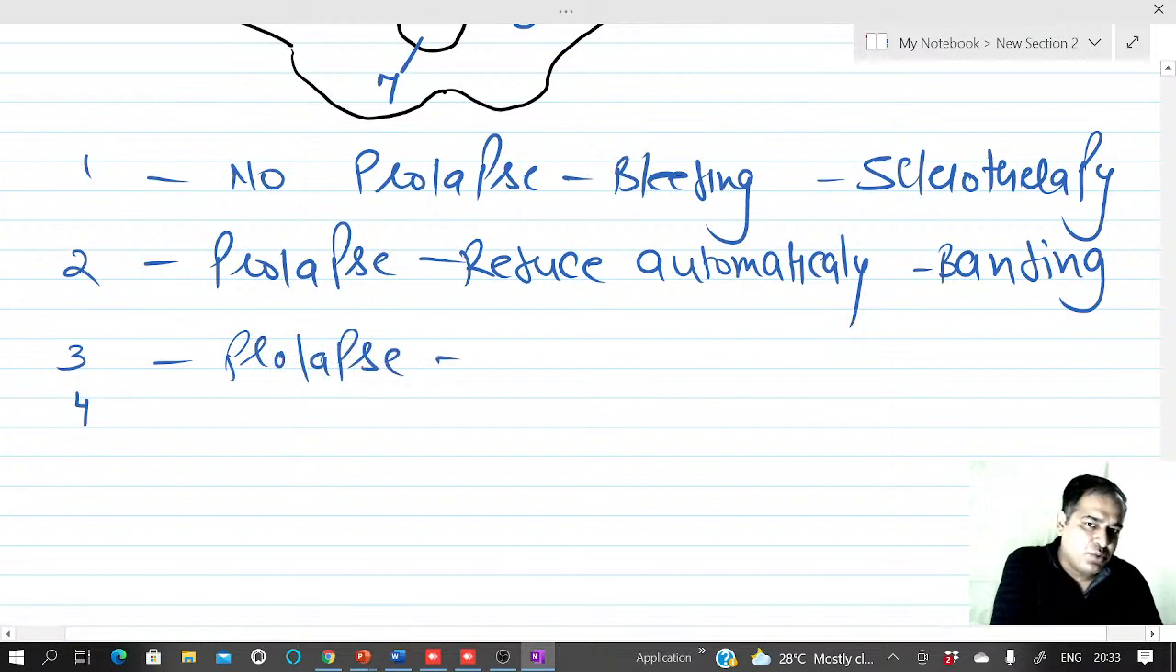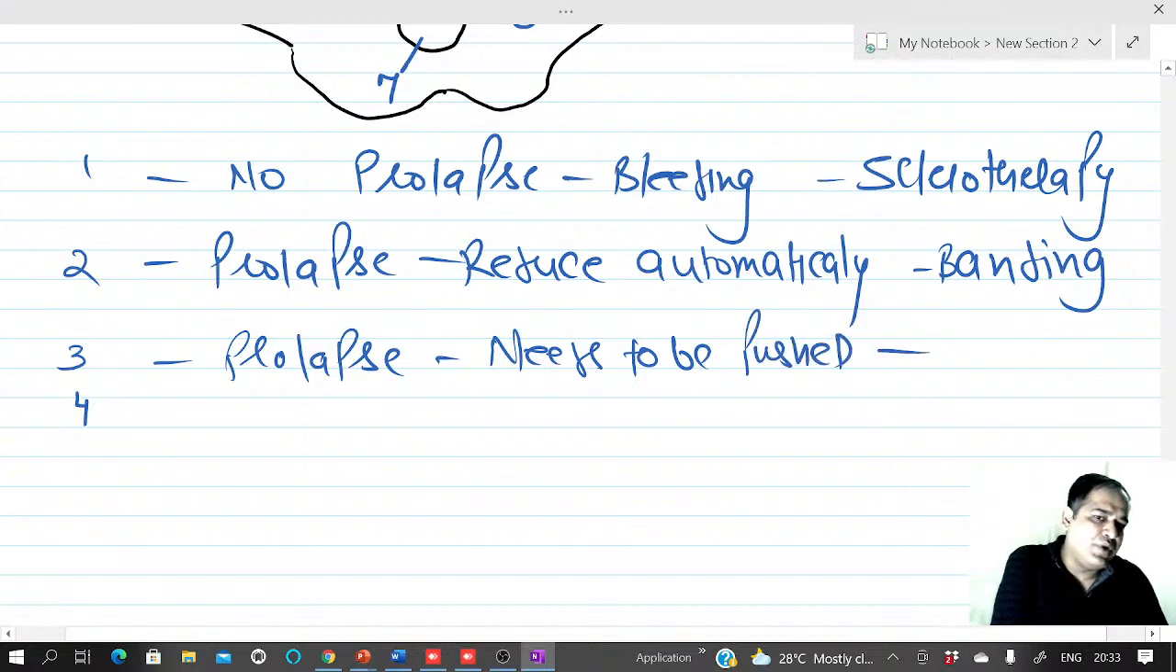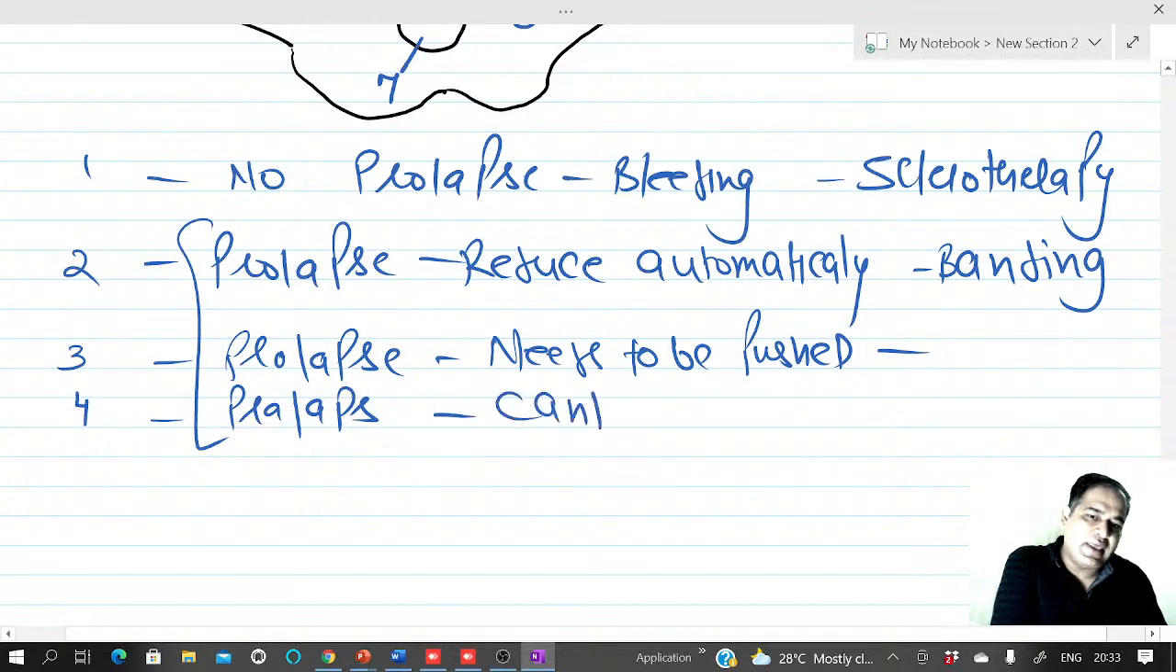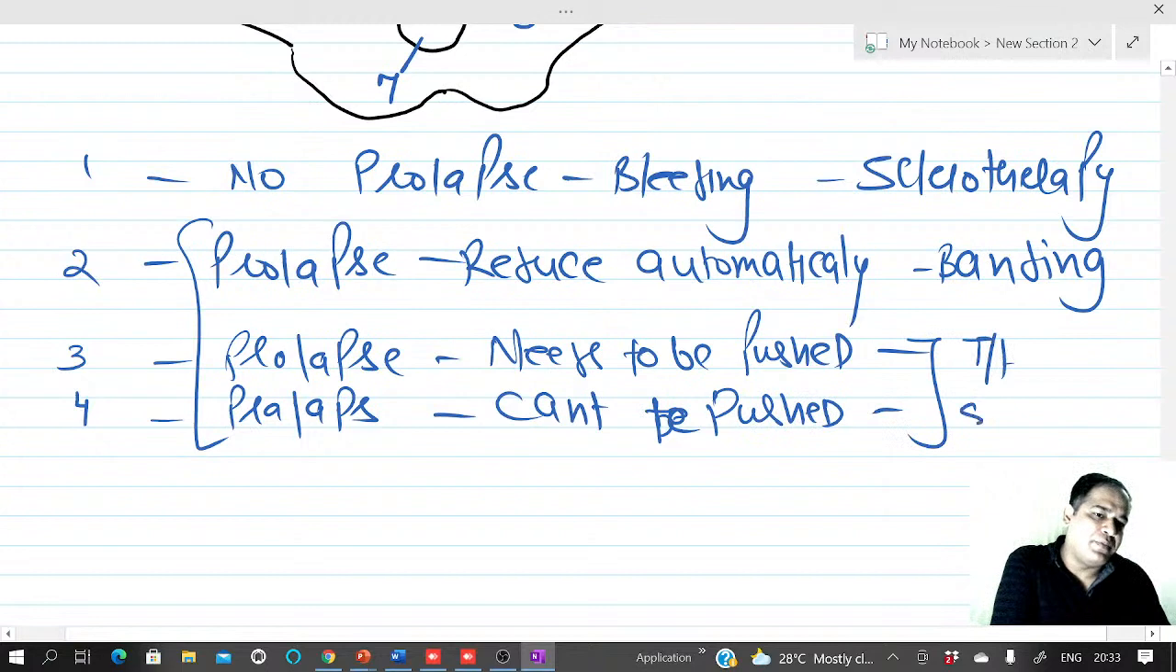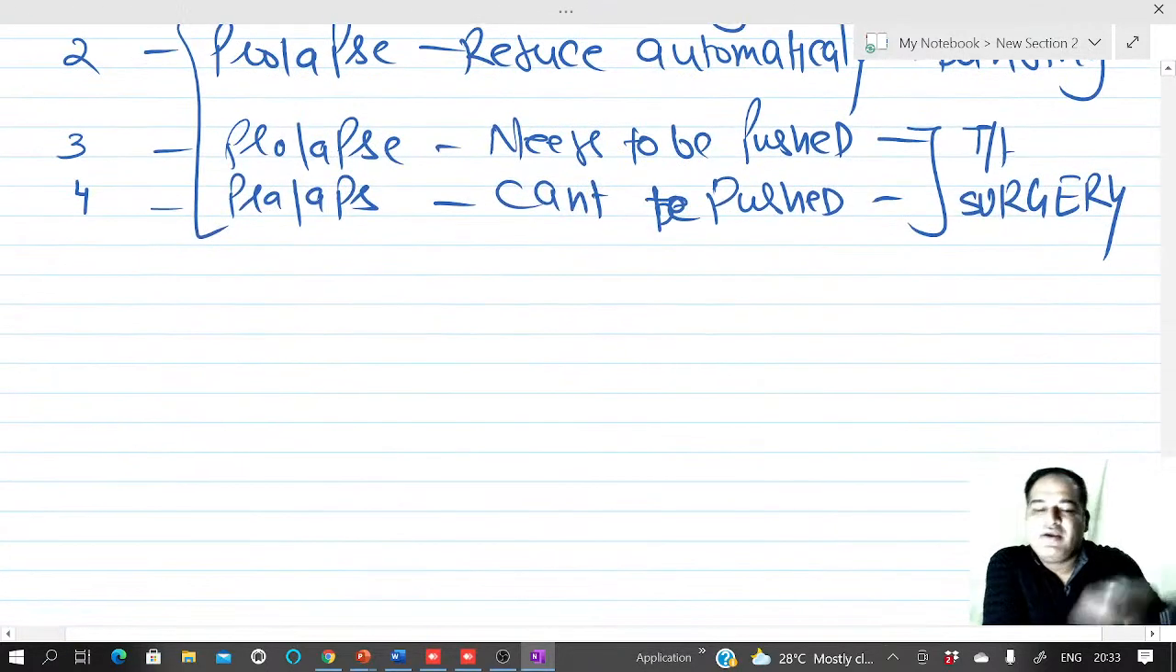In third degree, the prolapse does not reduce by itself, so it needs to be pushed back manually. Prolapse and bleeding also occur. In fourth degree, it cannot be pushed back manually. So the only treatment option in both of them is surgery.